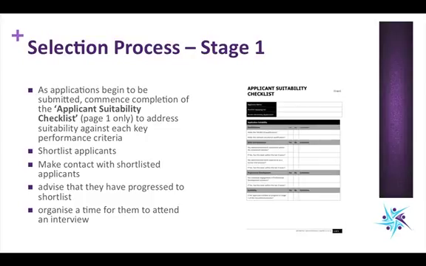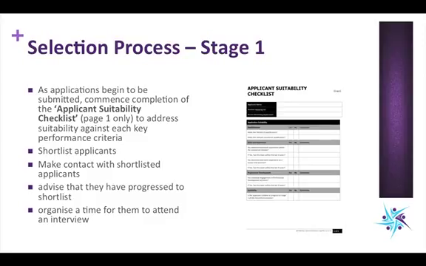You need to shortlist the applicants. So once you've done the suitability checklist, pick out the best candidates from that suitability checklist and shortlist who you're actually going to interview. Make contact with the shortlisted applicants, give them a phone call, or you might want to give them an email and say, we'd like to interview you for the position that was advertised on Seek, newspaper, whatever you did.